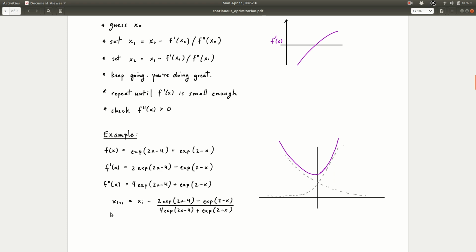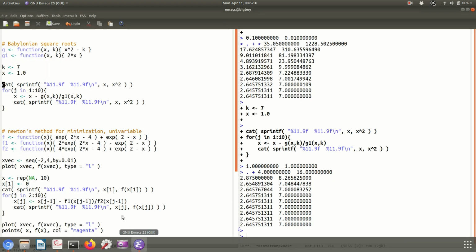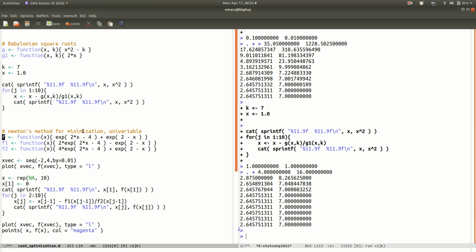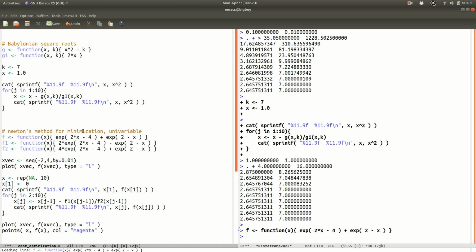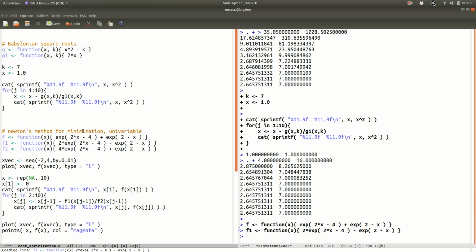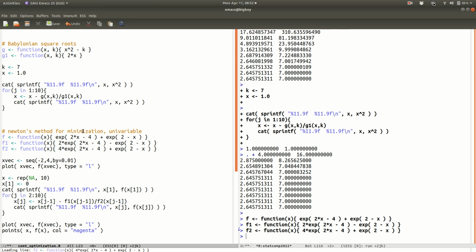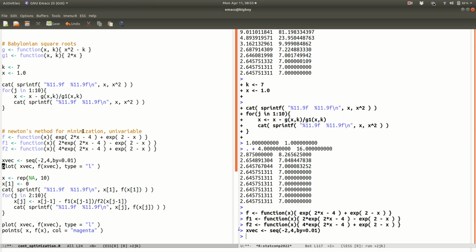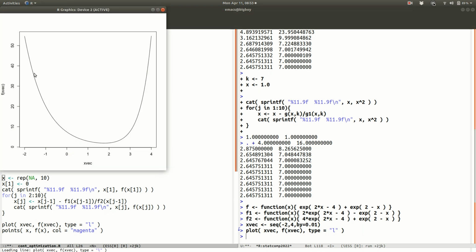So let's go back to the R code and we'll implement this. So here I'm defining f, and now I need to define both the first and second derivative. That's f1 that we just calculated, and that's f2. And just to visualize the function, I'm defining x to be a sequence of numbers between 2 and 4. And we'll plot x and f. So that's what the function actually looks like if we plot it on a computer. The minimum is going to be somewhere around here, 1.8, 1.9.